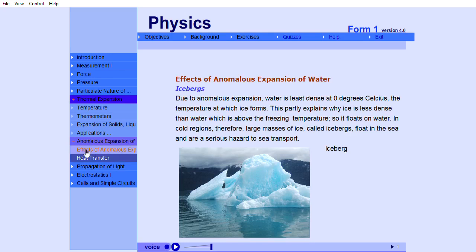Effects of anomalous expansion of water. Icebergs. Due to anomalous expansion, water is least dense at 0 degrees Celsius, the temperature at which ice forms. This partly explains why ice is less dense than water above the freezing temperature, so it floats on water. In cold regions, therefore, large masses of ice called icebergs float in the sea and are a serious hazard to sea transport.